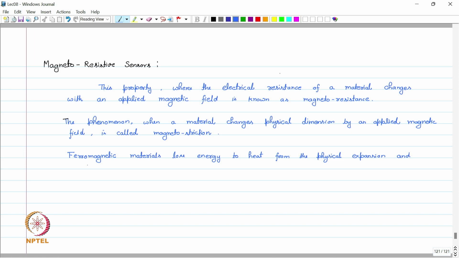and contraction of the material caused by the magnetic field, and this is particularly important for power distribution applications.